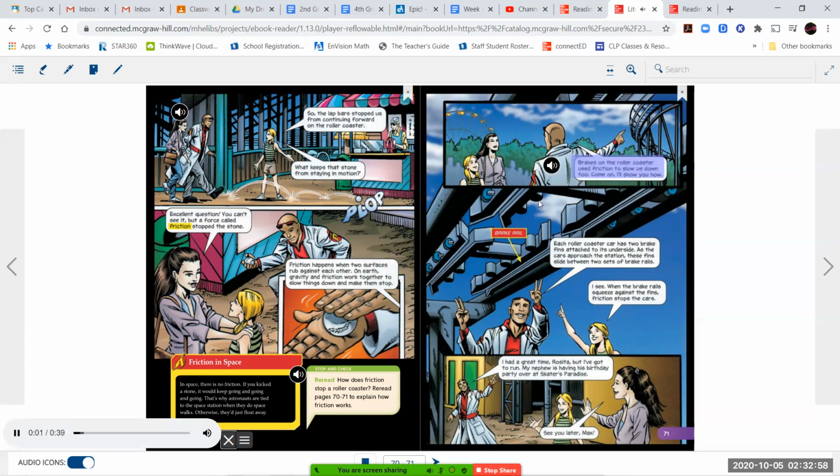Brakes on the roller coaster used friction to slow us down too. Come on, I'll show you how. Each roller coaster car has two brake fins attached to its underside. As the cars approach the station, these fins slide between two sets of brake rails. I see, when the brake rails squeeze against the fins, friction stops the cars.